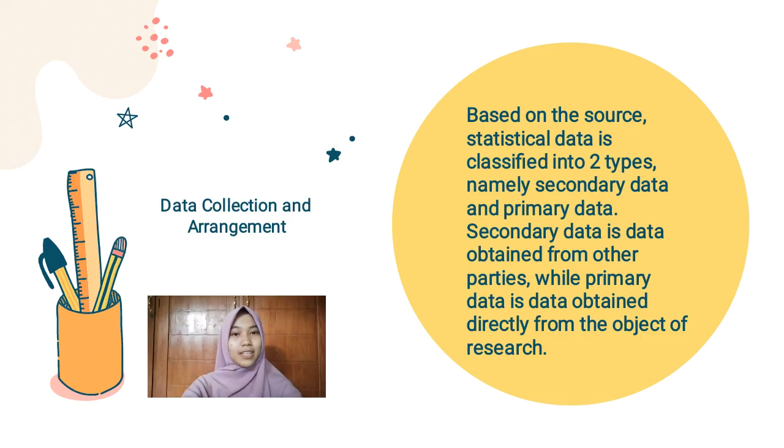Next, data collection and arrangement. Based on the source, statistical data is classified into two types, namely secondary data and primary data. Secondary data is data obtained from other parties, while primary data is data obtained directly from the object of research.